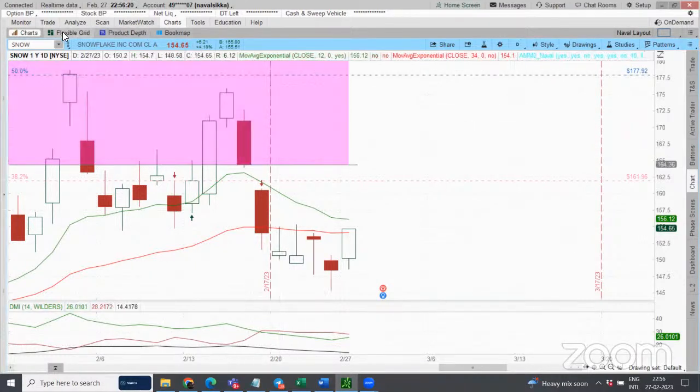Walmart, there's no point. Tomorrow we have Target's earning, so let's wait for Target's earning. Once we have Target's earning clear, we can check about Walmart.